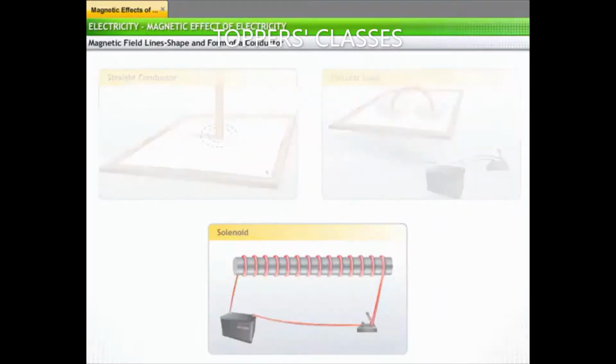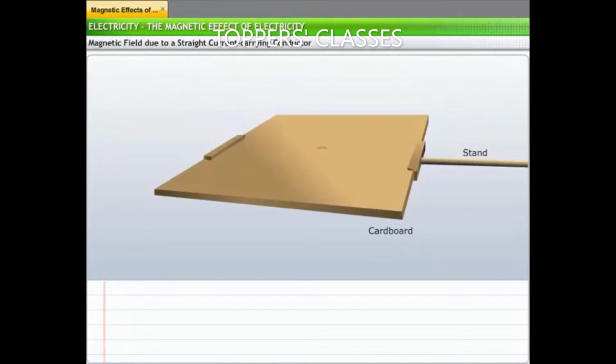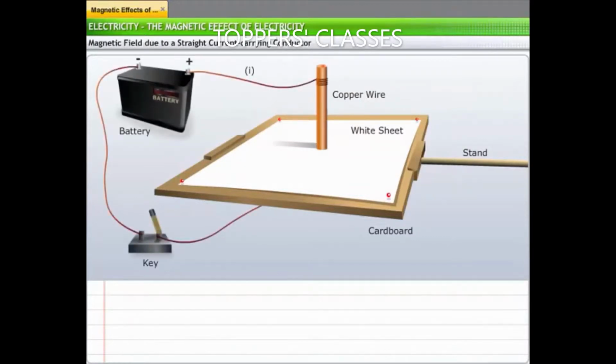An experiment will help you understand how magnetic field is spread around the straight current-carrying conductor. To begin the experiment, we fix a white sheet on a cardboard, which is clamped to a stand. Next, we pass a thick copper wire connected to a battery and key through a hole at the center of the cardboard. Finally, some iron filings are sprinkled on the board and current is allowed to pass through the wire by switching the key on.